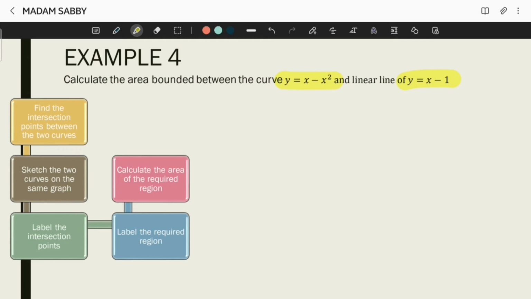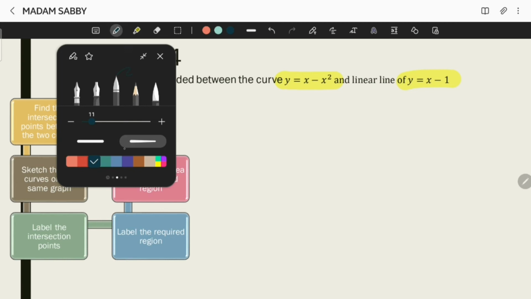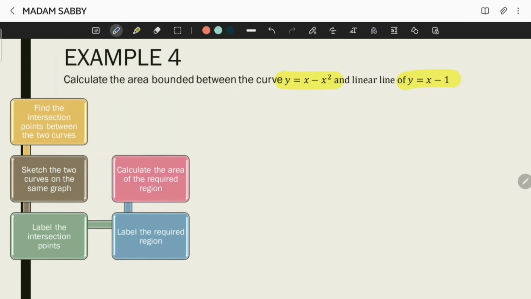If you meet this kind of question, where you will need to calculate the area between 2 different functions, where either one is a curve and another one is a linear function, or both functions are curves, you can follow these 5 simple steps to solve the question. What are the 5 steps that I mentioned just now? The first one, you need to find out what the intersection points between the 2 curves are.